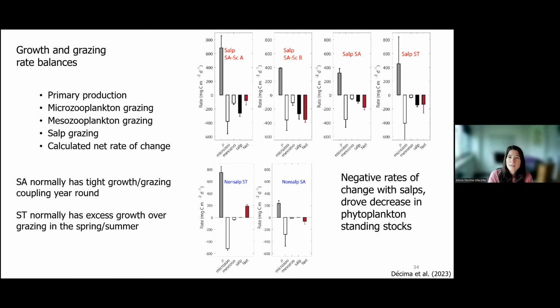So you can see that when we had Salps, there was always a negative rate of change in the phytoplankton community. And in our location without Salps, in the subtropical location where we had a lot of primary production, you can see that there's a positive net rate of change when Salps are not there. And in the subantarctic location, it was small and negative, and kind of expected based on previous studies, where microzooplankton are the ones that tend to really graze the phytoplankton down. So we're finding that when Salps are there, they can really shift that fate of the primary production.